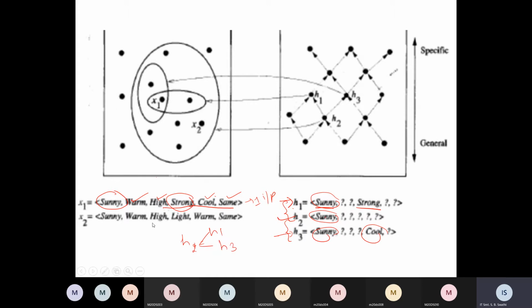Similarly, in X2 Sunny is there, warm is there, so this won't be accepted by H3, and here light is there. Instead of strong, if it were strong, it would have been accepted by H1, but here light is there, so it won't be accepted by either H1 or H3, but it will be accepted by H2. X2 is only accepted by H2; H1 and H3 do not accept it. Now what can we say about such specific and generalized attributes is that H2 is in relation with H1 and H3.